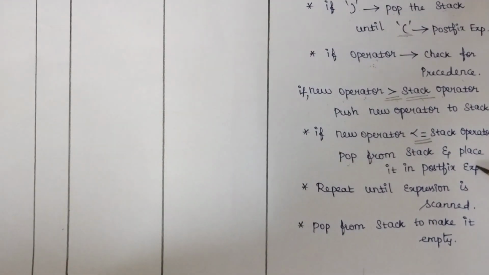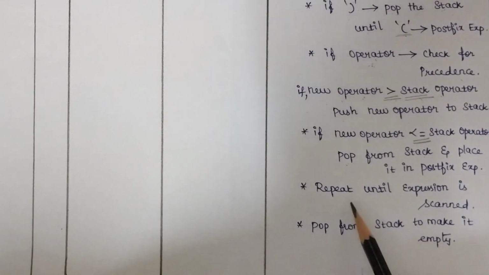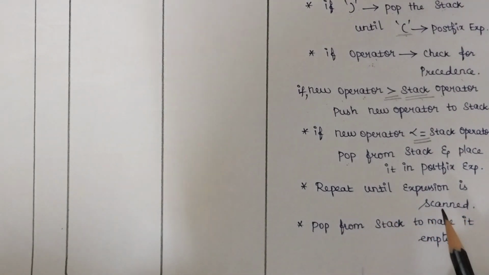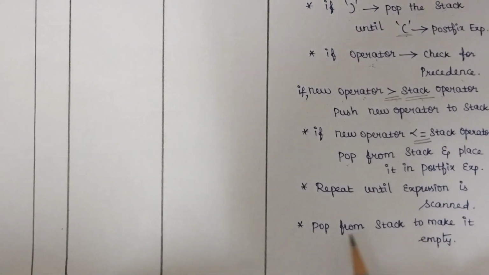And you are not going to stop here. After doing this, you need to repeat all the previous steps until all the characters in the expression are scanned. Once all the characters are scanned, you need to check your stack for empty. If the stack is not empty, you need to pop all the operators present in the stack, and those popped operators should be added to the postfix expression, until your stack becomes empty.